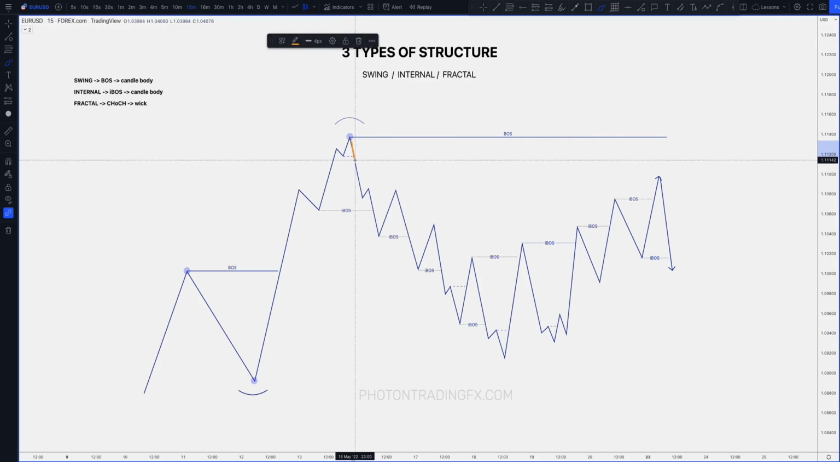So then let's say that the CHoCH does work out and we do start to get that swing pullback, right? Sometimes there'll be that larger IBOS here, sometimes there won't, but in this case there is. So that's an even stronger signal now than a CHoCH, because not only is the fractal structure bearish at this point, but also the larger internal swings are. And really that's what we want our main focus to be on, those larger internal swings. That's a lot more significant than just the fractal breaks.